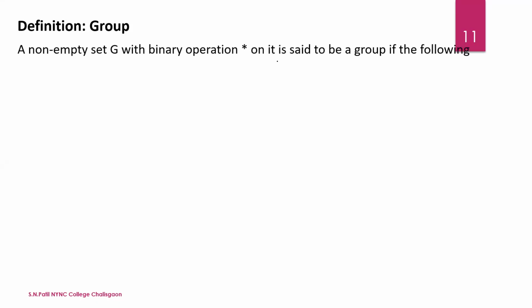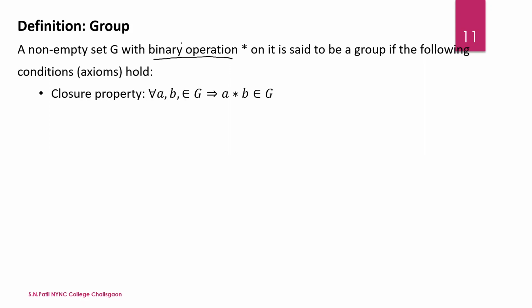Okay, let us start. Definition: a non-empty set G with binary operation star is said to be a group if the following conditions hold. The first condition is closure, which is nothing but the binary operation we already discussed in the last video lecture. That is, take any two elements from that set, and the result belongs to the set, that is, A star B belongs to the set G.